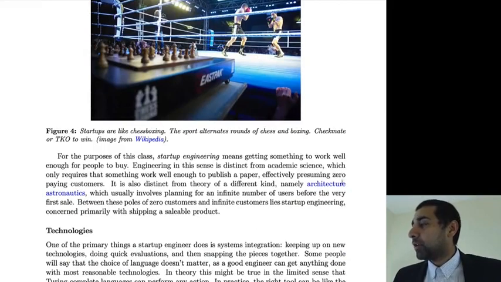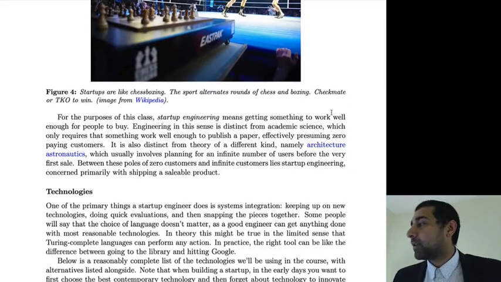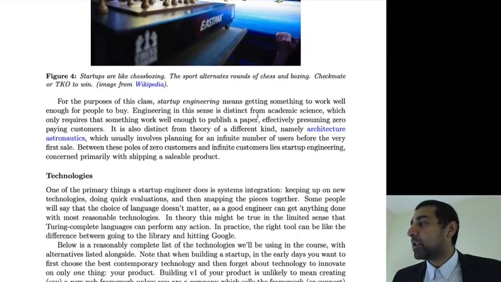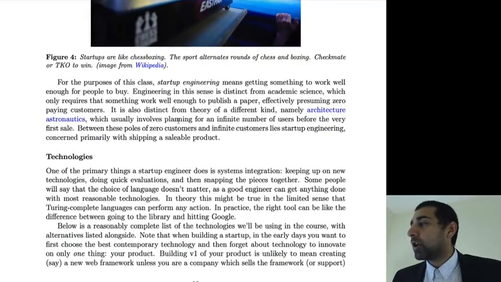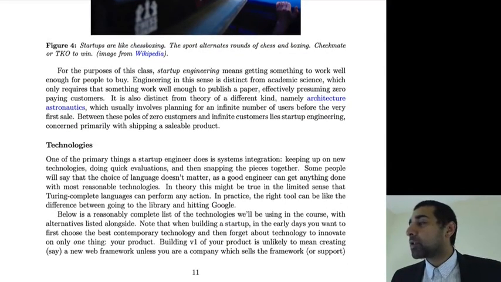Startup engineering, the boxing part of this, means getting something to work well enough for people to buy. At least that's a definition that I'll use for the purpose of this class. Engineering in this sense basically is distinct from academia, which only requires that something work well enough to publish a paper, but it's also not architecture astronautics, which is usually about planning for enormous scale or an infinite number of users before the first customer. Between those poles of 0 and infinity lies startup engineering, concerned primarily with shipping a salable product.